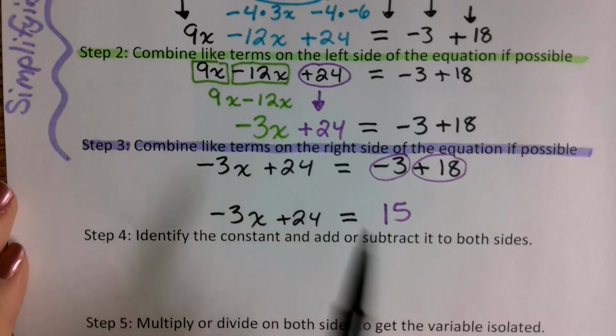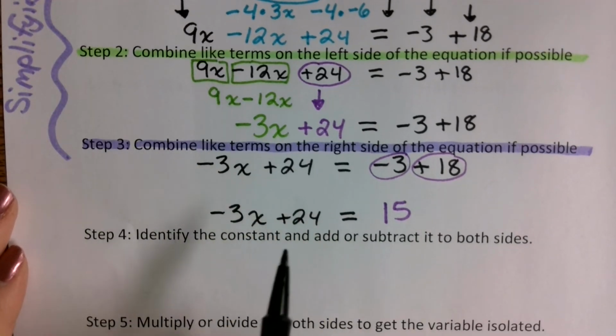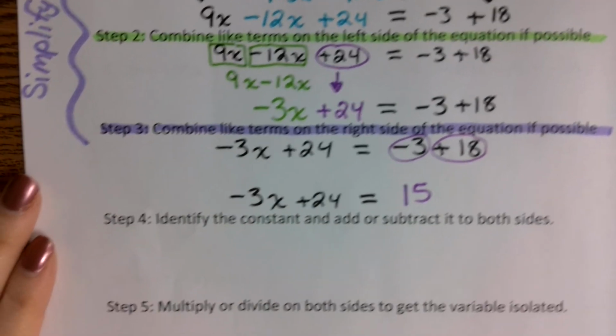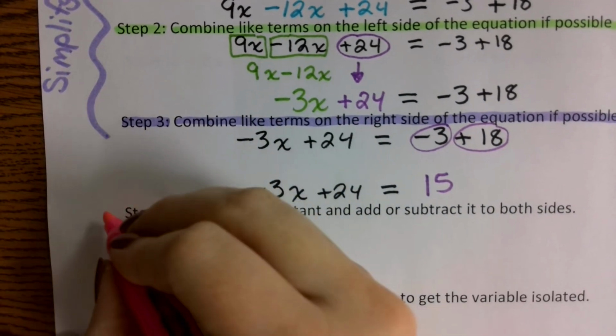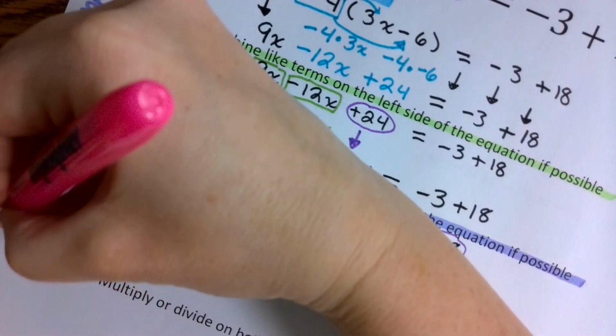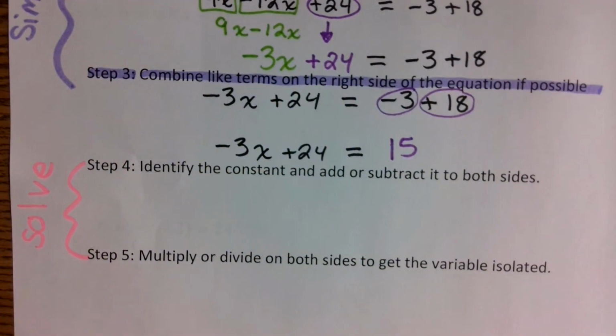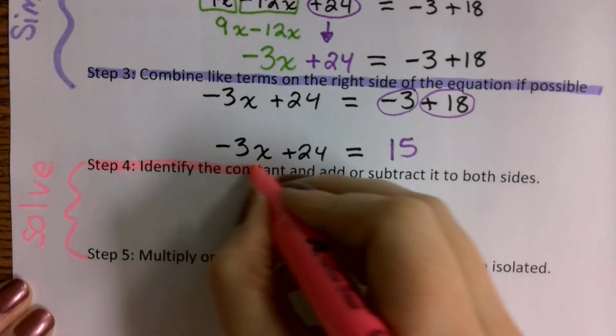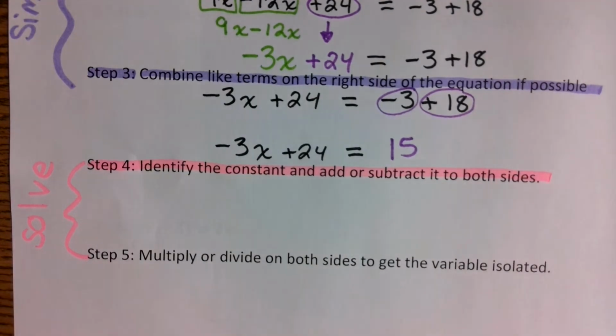Everything that you did was just to simplify it down so that you would now have a two-step equation. So this is the part, this concept right here, this is when we actually start to solve. When we get to step 4 and step 5, that's when we focus on actually solving our equations. So step 4 wants us to identify the constant, just like we've been doing. Identify the constant, and we're either going to add it or subtract it from both sides.